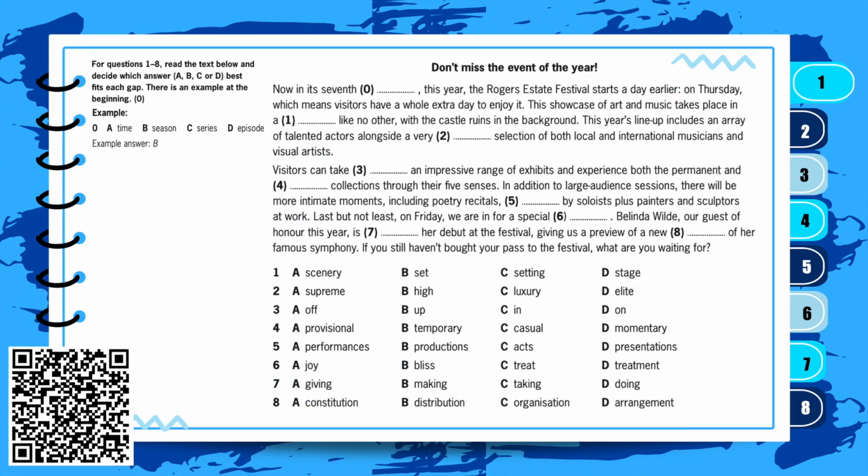This is part 1 of the reading and use of English paper. A 5 seconds countdown will appear on your screen. Pause the video now and do the exercise. The video will resume automatically after the 5 seconds.